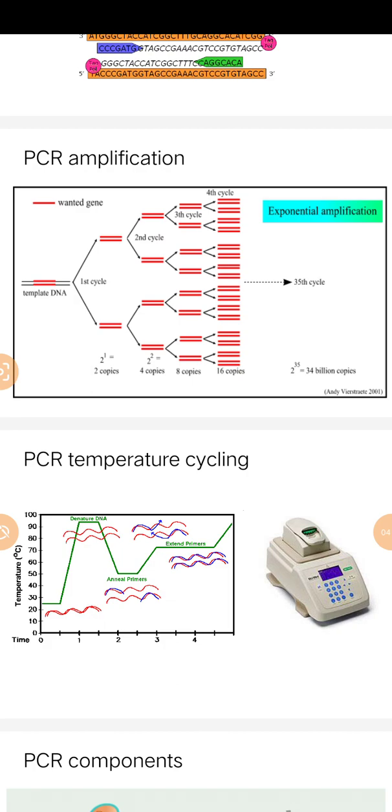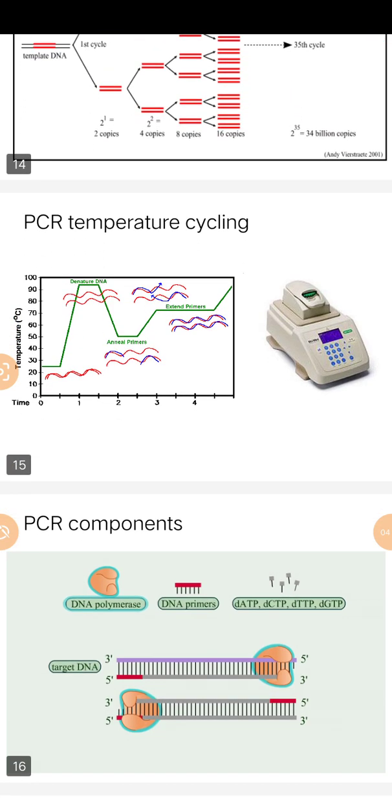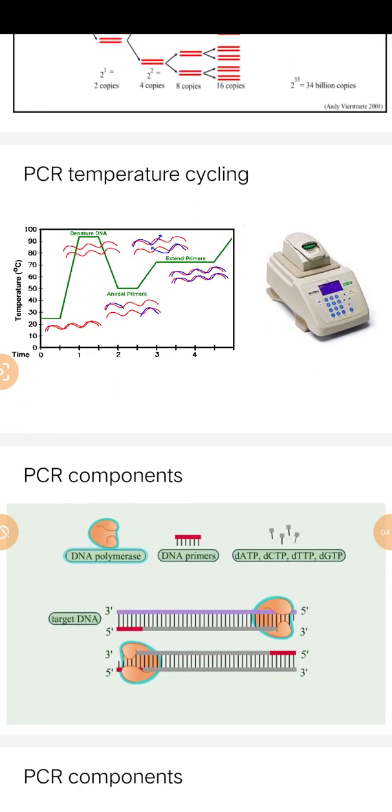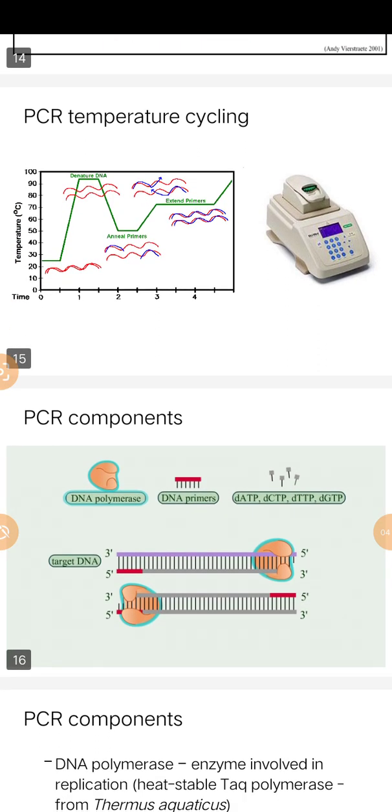In the first cycle, the template or double stranded DNA gets separated into single stranded, and each strand is used as a template or a mother strand. For multiple copies, we have to perform various cycles. Here is a PCR temperature cycling. In the first step of PCR, that is denaturation, we require high temperature, about 95 degrees Celsius, and for the second step we have to reduce the temperature to 55 degrees Celsius.